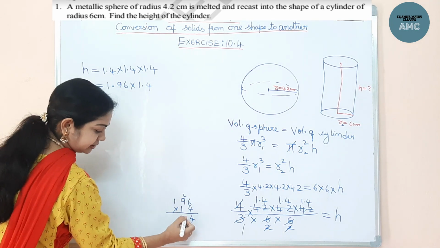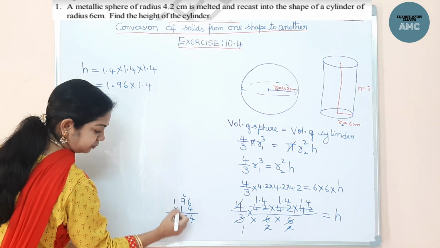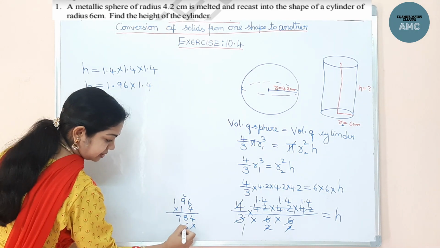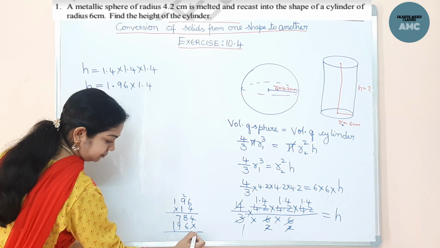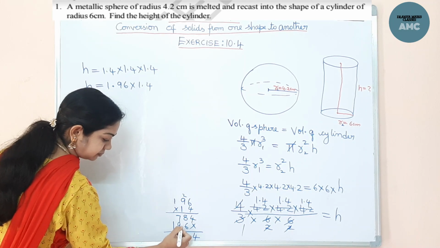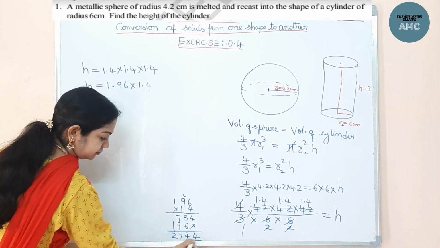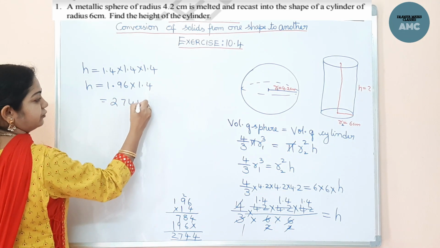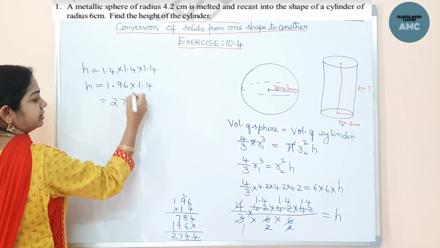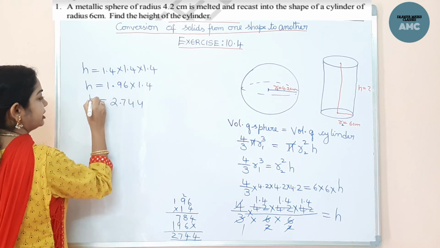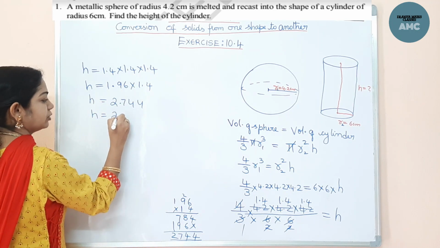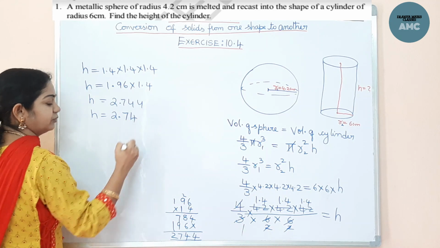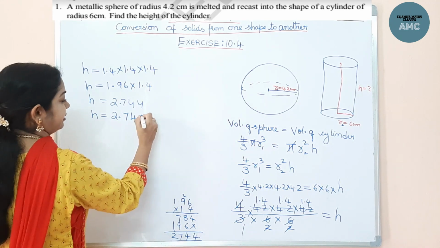24, 36, 38, 317. Now this comes to 2744. So the decimal point for 3 digits, so from 3. So h value is equal to 2.74. That is in centimeters.